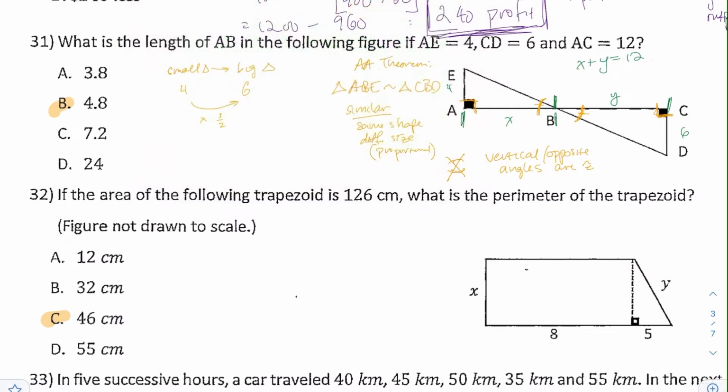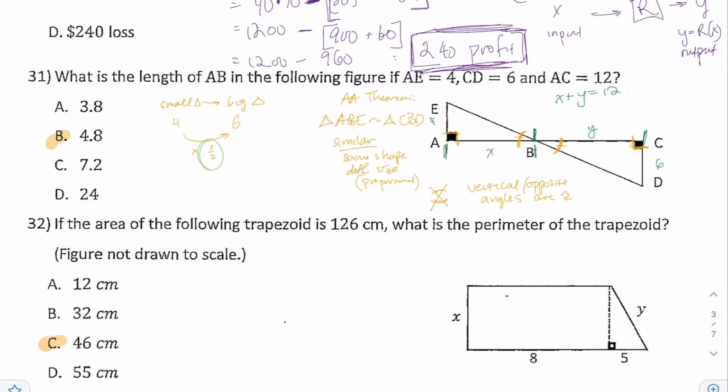In this case, since the factor is times 3 over 2 or times 1.5, that means that to go from x to its corresponding side in the larger triangle, y, you have to multiply by 1.5. So that means that y is equal to 1.5 times x, or 3 over 2 times x. And now you have a system of equations in which you can do substitution. So if x plus y is equal to 12, and y is equal to 1.5x, then x plus 1.5 times x would be equal to 12.